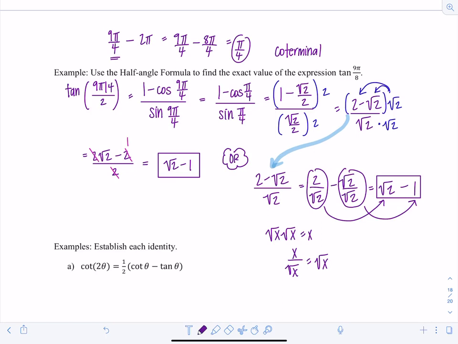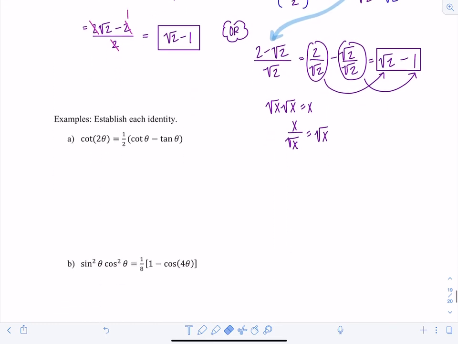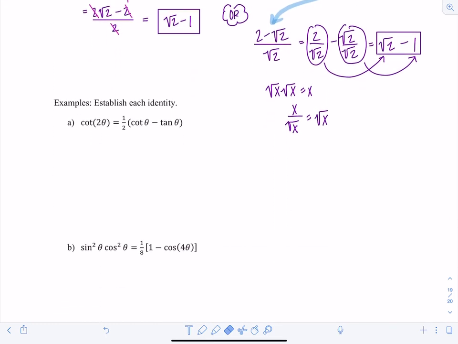All right, so that's it for applications. Now we're just going to work on an identity or two. So establish each identity. First one, example A, cotangent of 2 theta equals 1/2 times cotangent of theta minus tangent theta. All right, well, I noticed that on the left-hand side, I have a double angle, so I can go ahead and use a double angle formula and then hope that when I work with it, it'll give me the right-hand side. So let's start with the left-hand side.